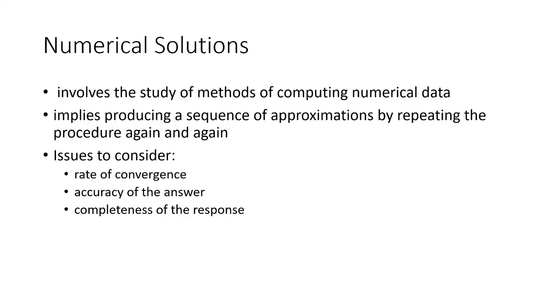So, issues to consider: rate of convergence. Rate of convergence means the rate at which your solution comes closer to the answer. If it doesn't converge, then it diverges, meaning that your solution goes away from the correct answer. So we avoid divergence. Convergence is what we should aim for.